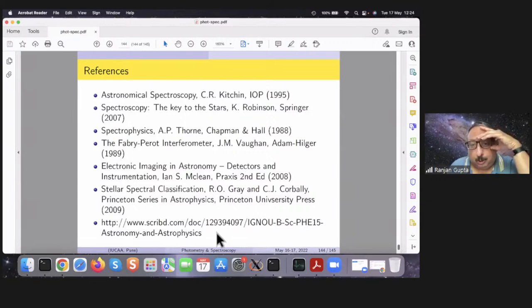And this is just to promote my book. This is an IGNOU book, which was made, or rather, we were told to do it in such a way that the student doesn't need a teacher.